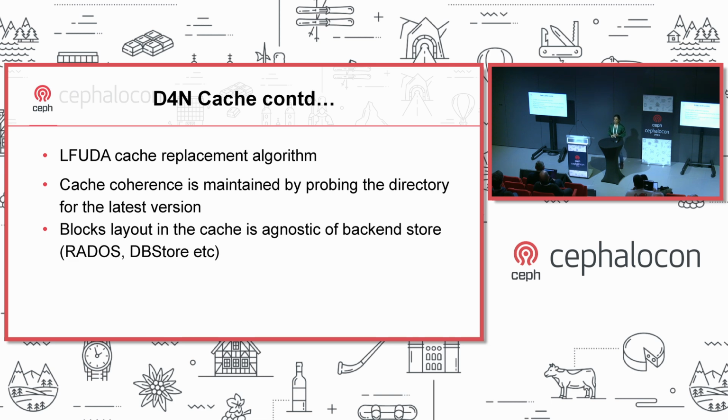So at present, the D4N project uses the LFUDA cache admission and replacement policy. And cache coherence in case of D4N is maintained by probing the directory to get the latest version. So the directory is responsible for saving the latest version of an object in almost all the cases. There is an exception, which I'll be talking about in the coming slides. And the way in which the blocks are laid out in the cache is completely agnostic of the backend store. It doesn't depend on whether we are using a Rados cluster or a DBStore cluster. The cache has its own block layout.